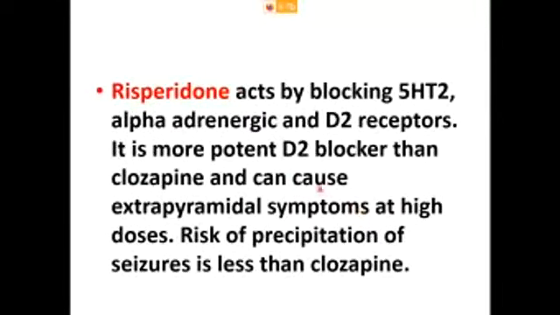Now coming to risperidone. Like clozapine, it also blocks 5-HT receptors and alpha receptors. But opposite to clozapine, it also blocks dopamine receptors. It is a more potent D2 blocker.